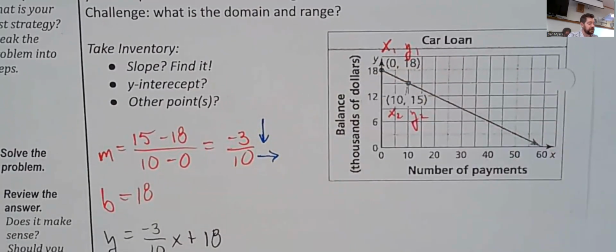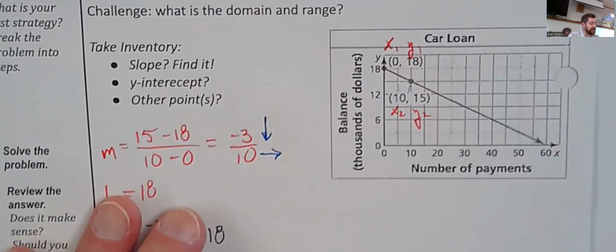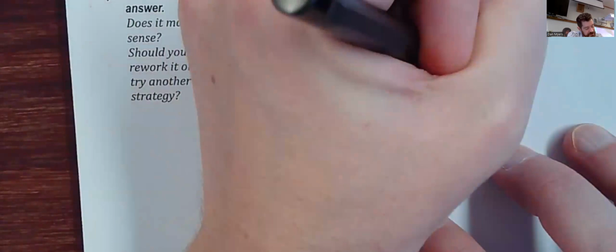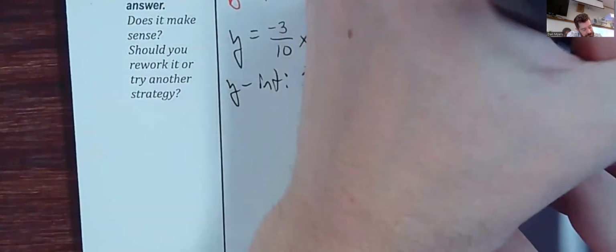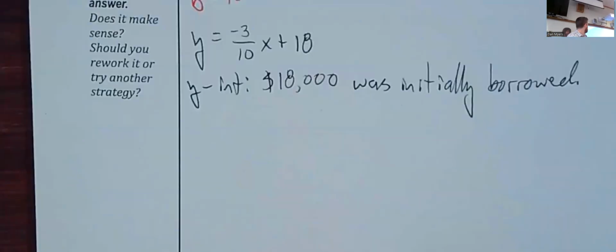So it says interpret the slope and the y-intercept. So we're going to say y-intercept: $18,000 was initially borrowed. This is an $18,000 loan to purchase the car. That's what we can gain from that y-intercept.